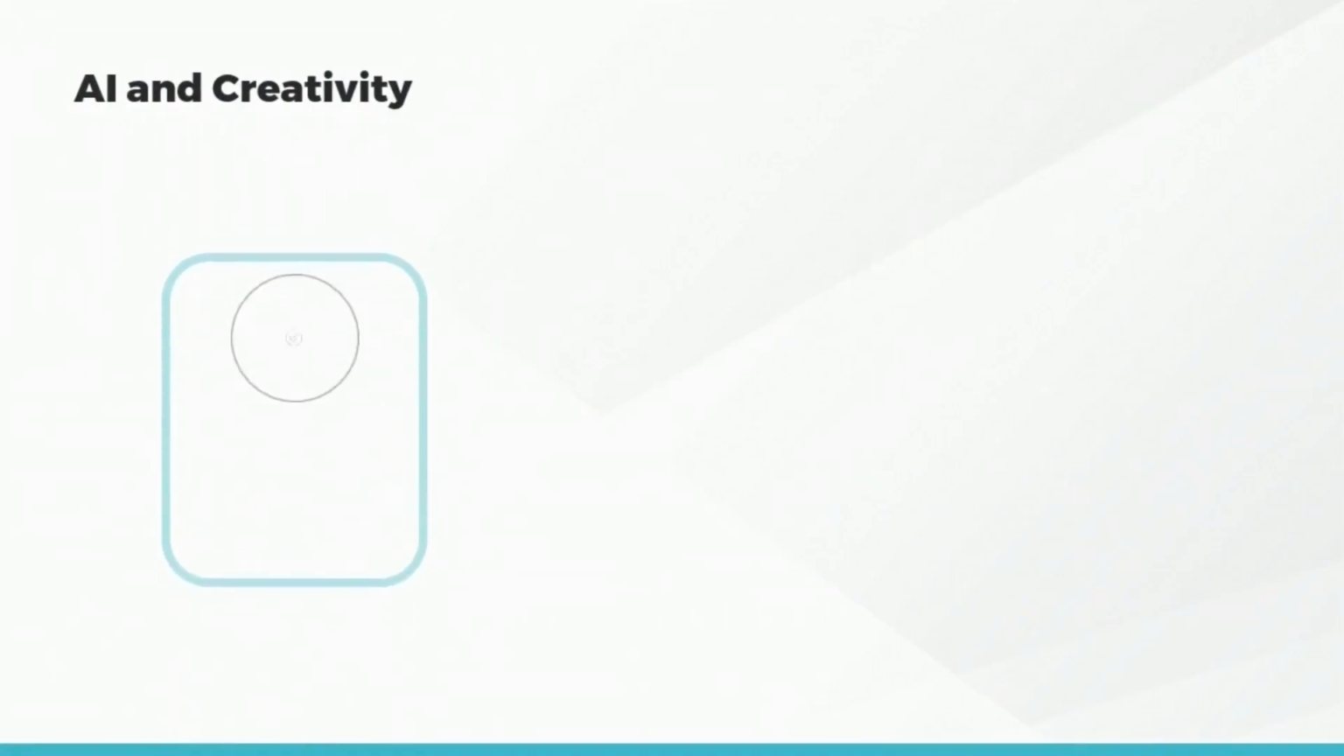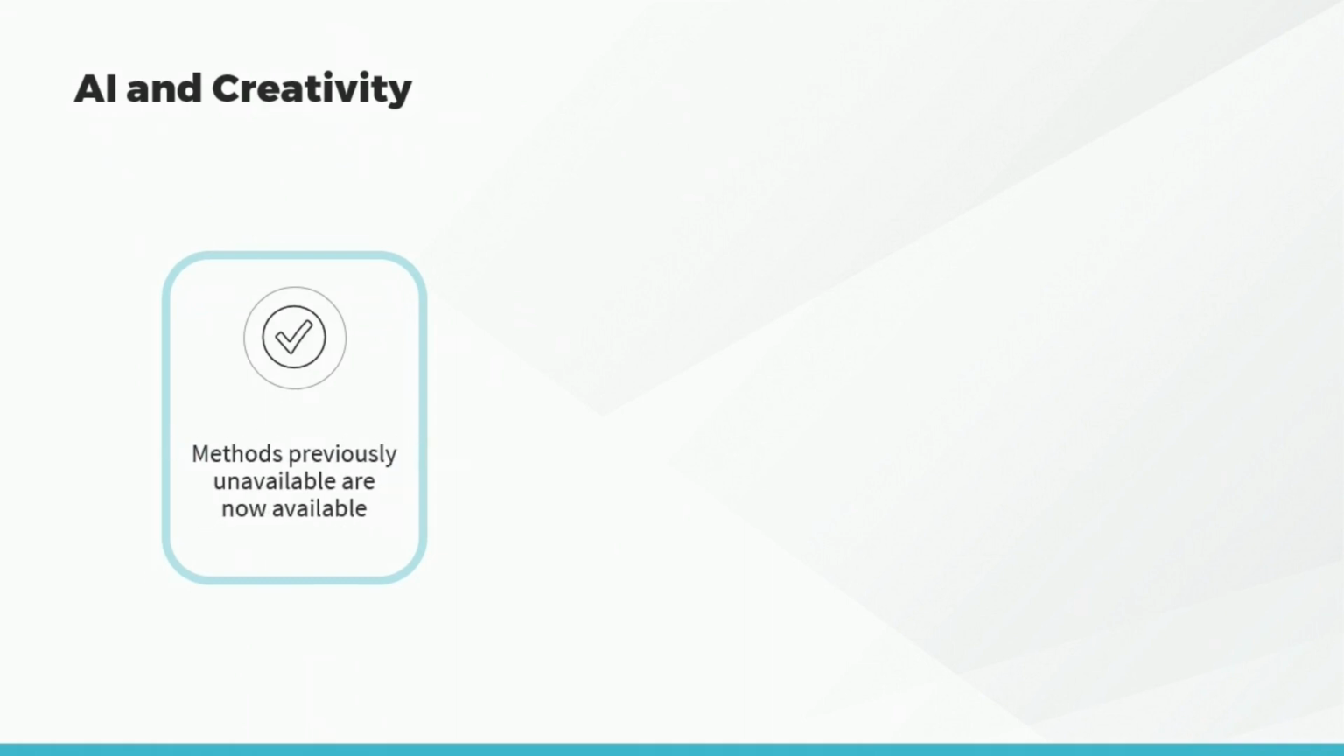In this video, I'm going to discuss AI's influence on photography, art, and other media. With AI and creativity, there are some methods that were previously unavailable that are now available. With the dawn of artificial intelligence, it's becoming more mainstream. We now have access to all of these tools that utilize generative adversarial networks, or GANs.